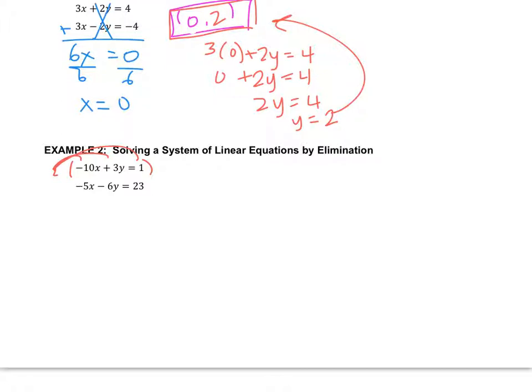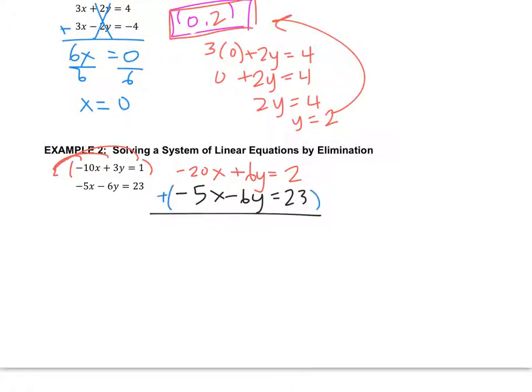So I'm going to multiply, and I'm going to get -20x + 6y = 2. Then you just bring over that other equation, -5x - 6y = 23, and you add. So now we add. -20 plus -5 is -25. -6 plus positive 6 cancels each other out, and that was the point. And then 2 plus 23 is 25.